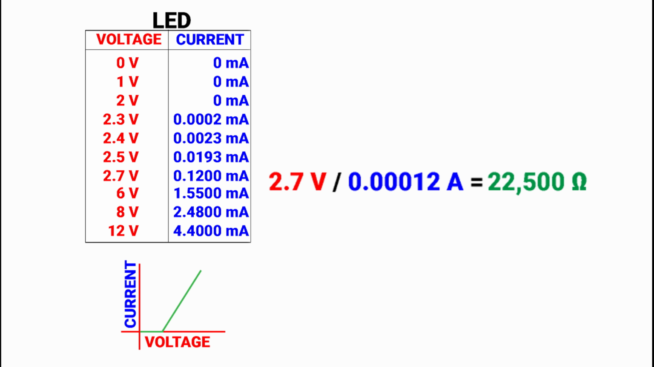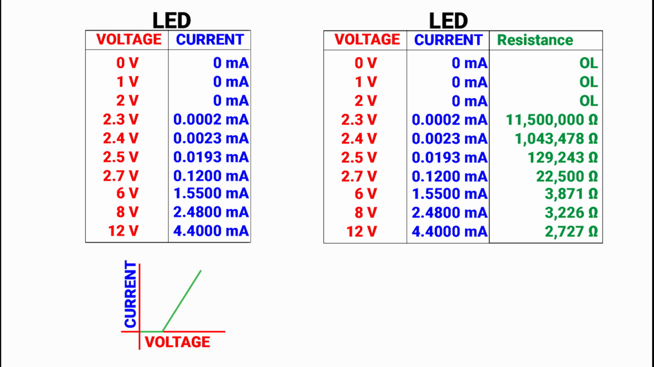Let's perform a calculation to find out the resistance at 2.7 volts. We divide that by 0.00012 amps. That gives us a resistance value of 22,500 ohms. If we do that same calculation on other voltages, we'll see that the resistance varies based on the voltage that is applied. So it does not follow the same thing that we saw on the fixed resistor, where the resistance remained the same regardless of the voltage applied.